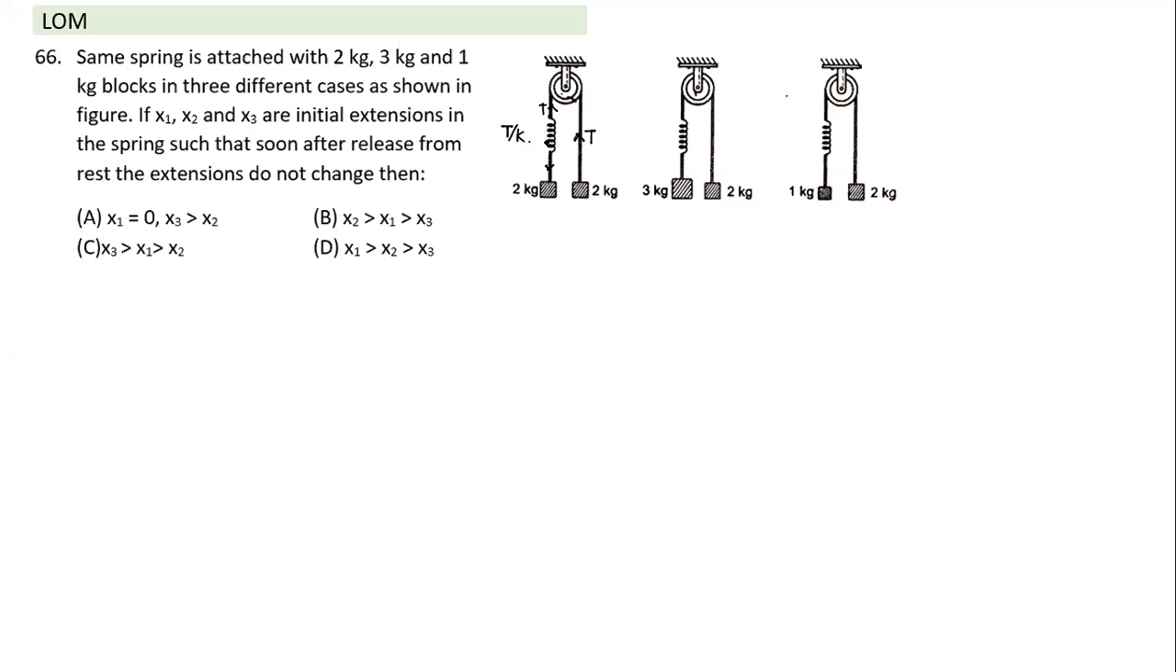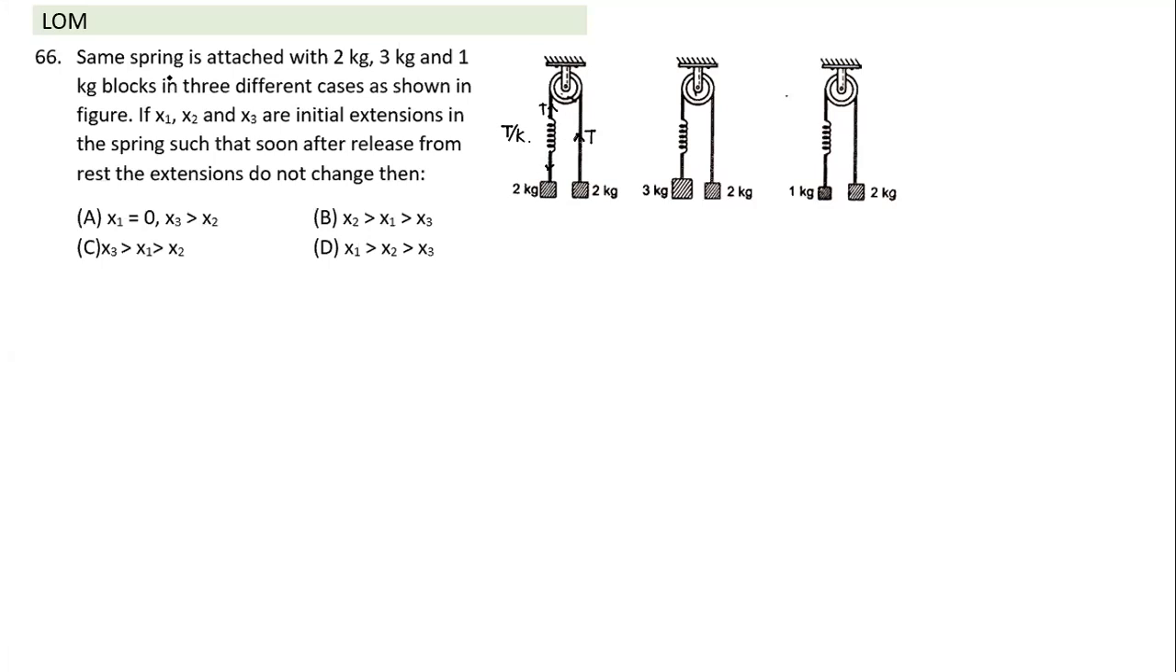When a spring is connected to a string, the extension of the spring equals the tension of the string divided by K. That's a condition for it to remain at the same length. Otherwise, it will keep oscillating, and the length will keep changing.